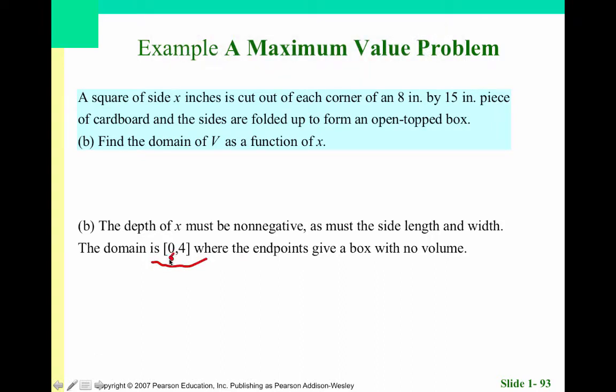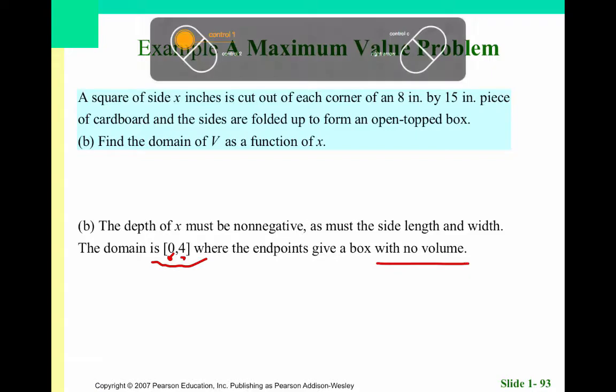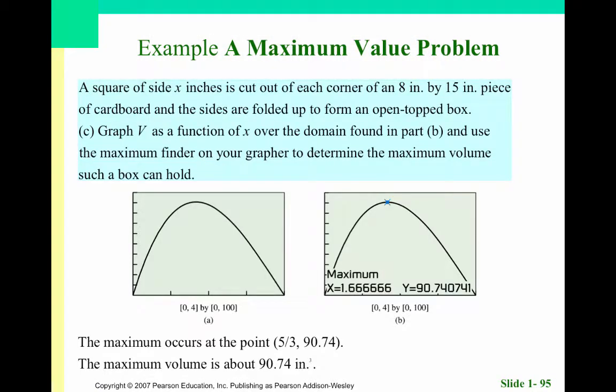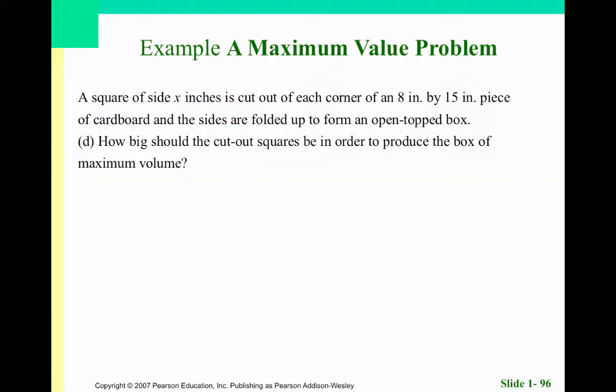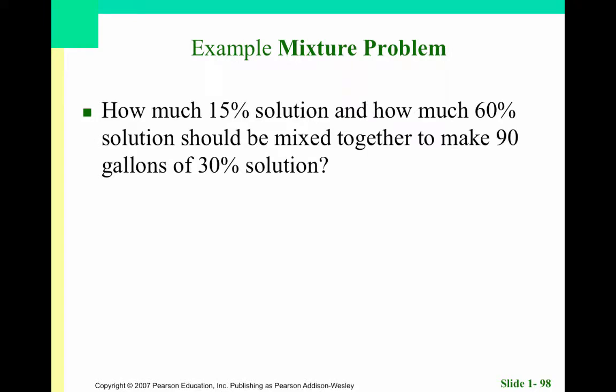Because if you had 0, you don't have a box. If you have 4, you don't have a box. The endpoints give no volume. Well, you're looking for a box. What's the definition of a box? It's got to have sides. So I don't like that. But hey, that looks like ours. But we had a different looking graph because we just did a different window.